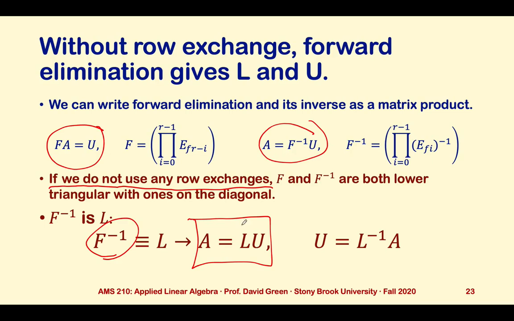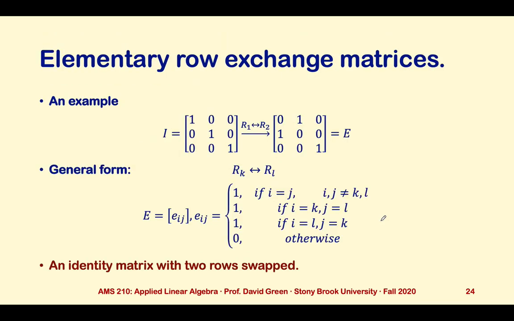LU decomposition. L is the inverse of the forward elimination matrix. L inverse is that forward elimination matrix itself. We have reached an LU decomposition just using the idea of elementary matrices and thinking about their structure. Now, that argument, however, relied on row exchanges not happening. We know that sometimes we do need row exchanges. So how does that affect our analysis?